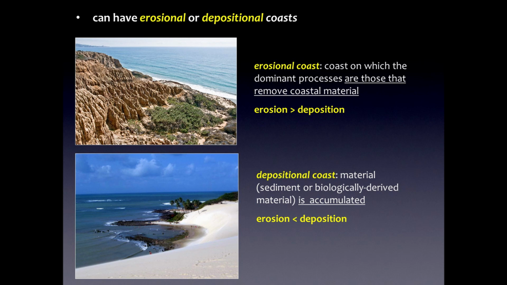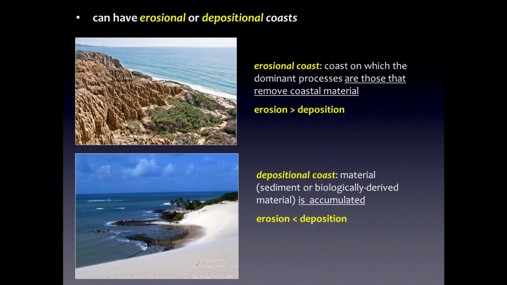Erosional coastlines, like the picture of this rocky coastline on the top here, are coasts in which the dominant processes are those that remove coastal material, remove rock, remove sediment. In these cases, the amount of erosion is greater than the amount of deposition. So we still might have sediment being deposited on that beach or coastline in the form of a beach, but we're removing more material from it than we're adding to it.